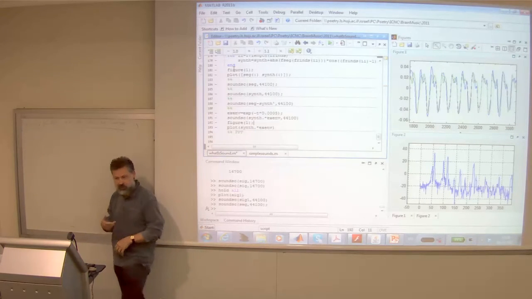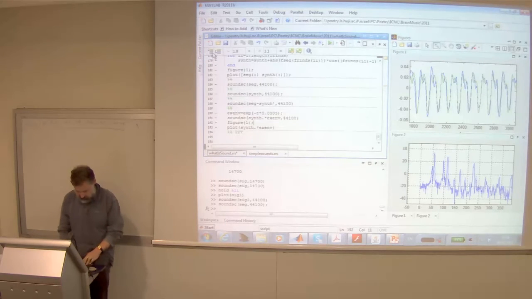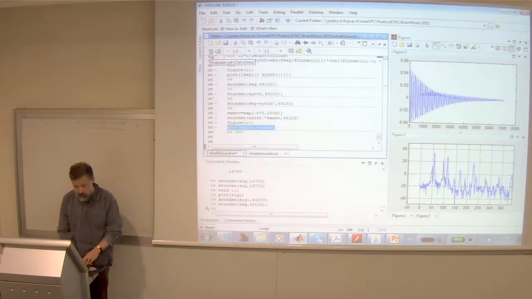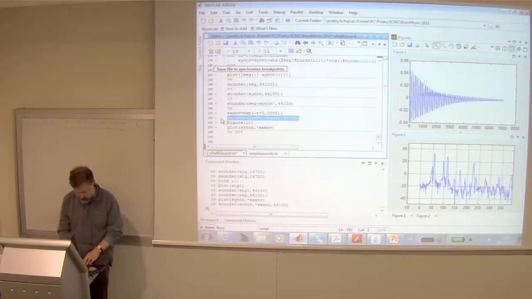So which instrument do I play now? Which instrument was that? Which instrument is it? Sounds like a pluck, more like a plucked string.